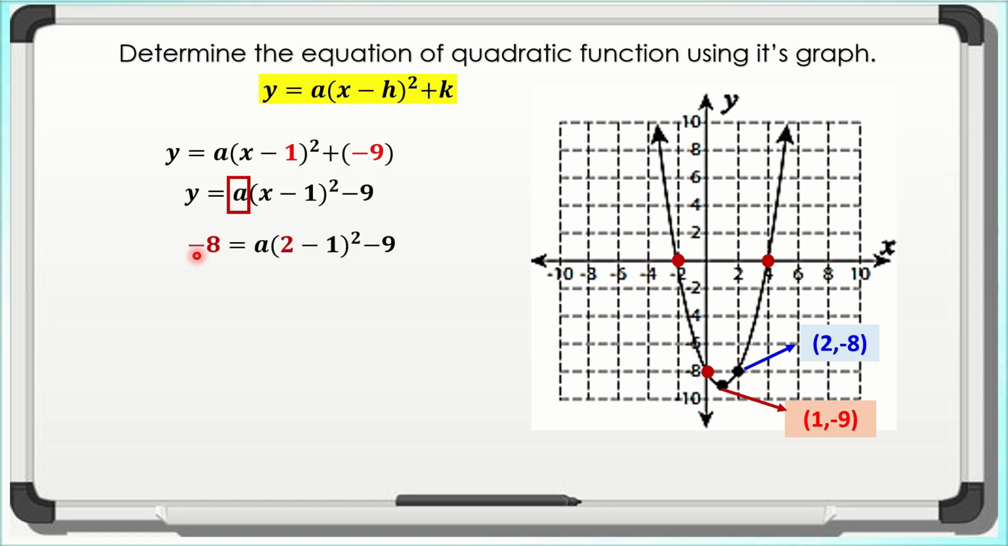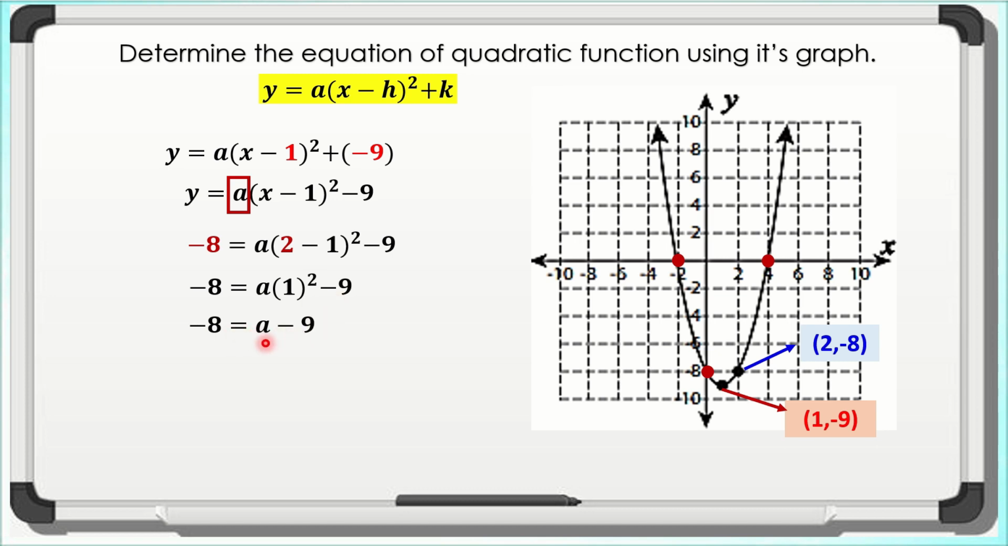So we have negative 8 for the value of y is equal to a times the square of 2 for the value of x minus 1, minus 9 from the given equation. Now, simplify this one. 2 minus 1 is equal to 1, squared. And 1 squared times a will be a. Therefore, we have negative 8 is equal to a minus 9.